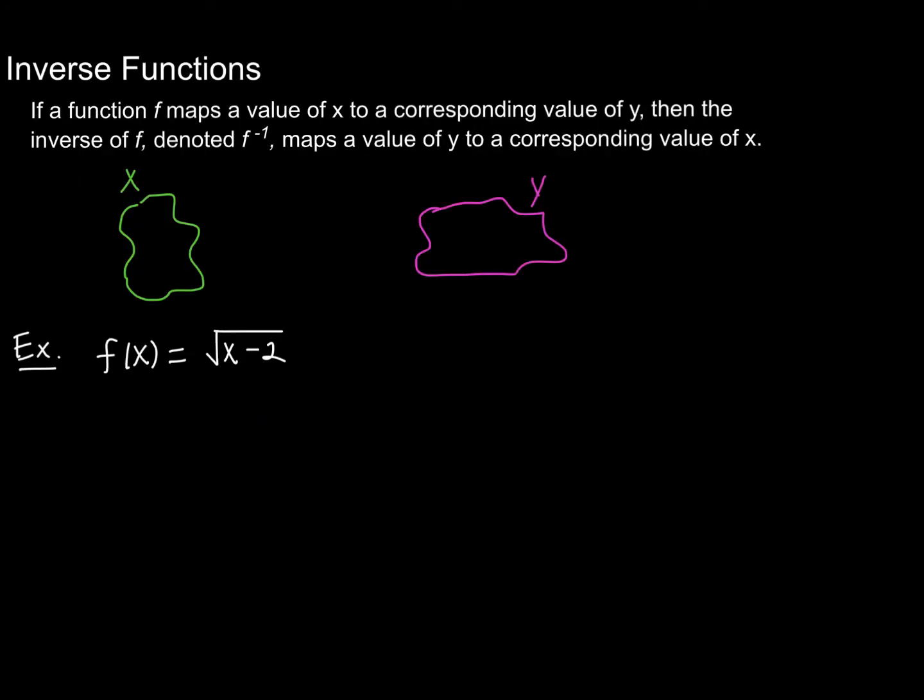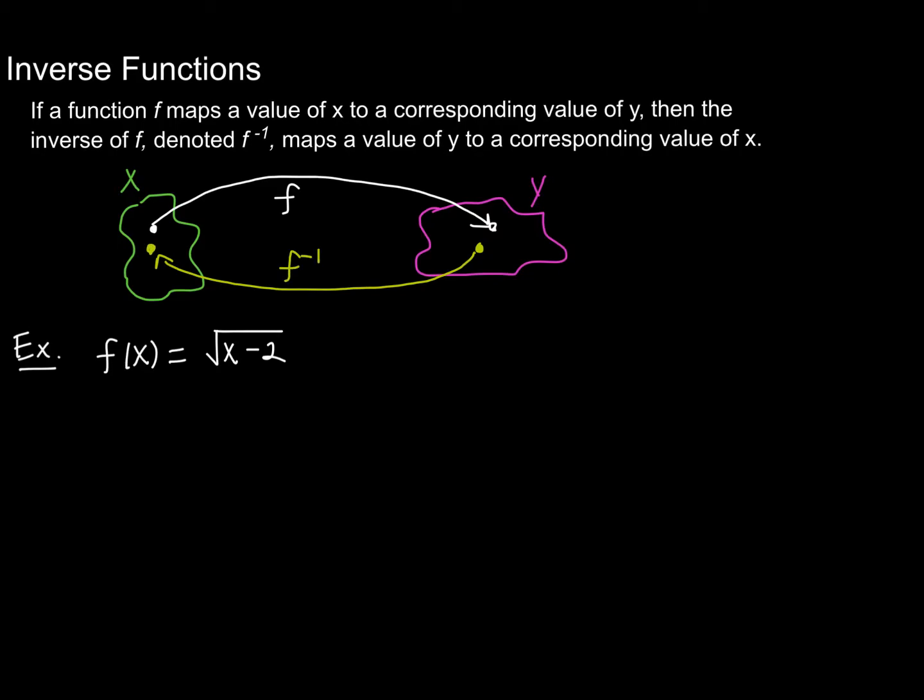So here's the definition of an inverse function. If you start with a function f that maps a value of x to a corresponding value of y, let me denote that here. Take a value of x and the function f will map it to a corresponding value of y. Then the inverse of f, or f raised to the negative 1 as it's written, maps a value of y to a corresponding value of x. So the inverse will take some value of y and map it to a corresponding value of x.